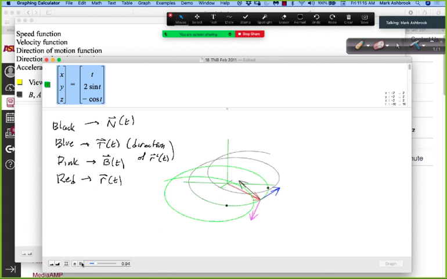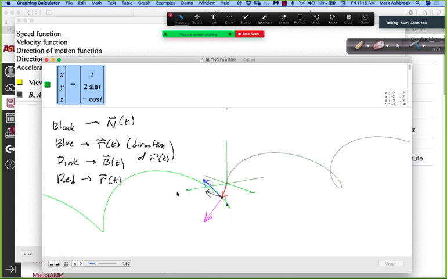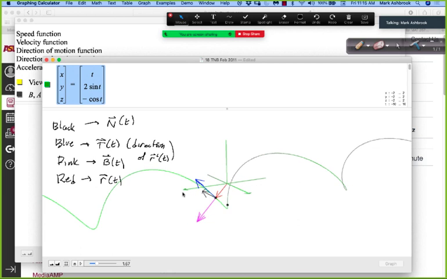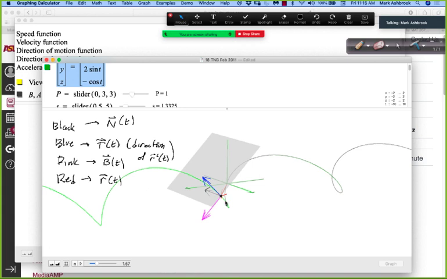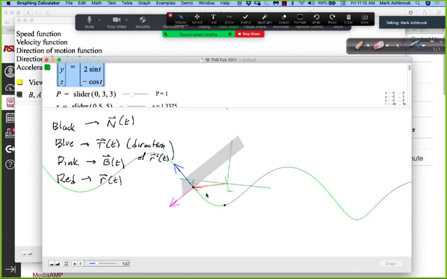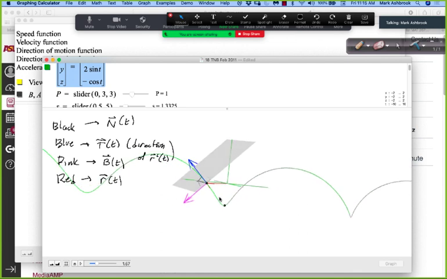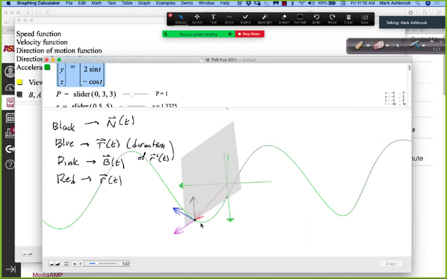So I'm going to go right out to this point right here, and I'll show you some planes. You're going to tell me which plane it is. So here we are. This is actually at t equals pi over 2. And let's take a look at this first plane here. That plane right there, is that the tangent plane, the normal plane, or the osculating plane?